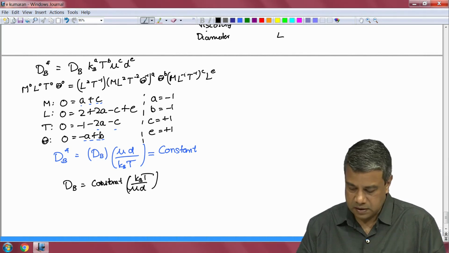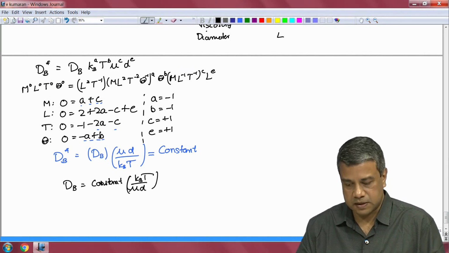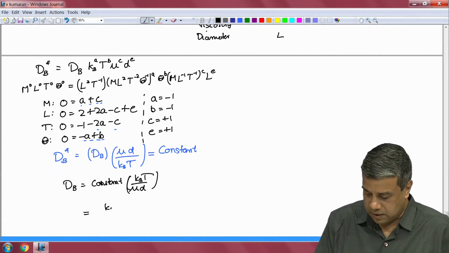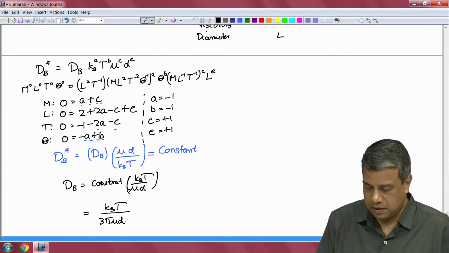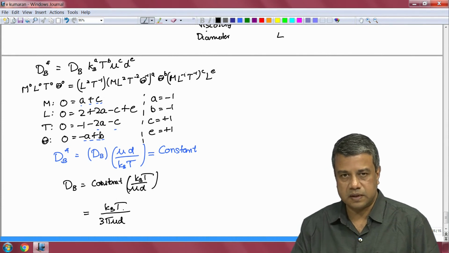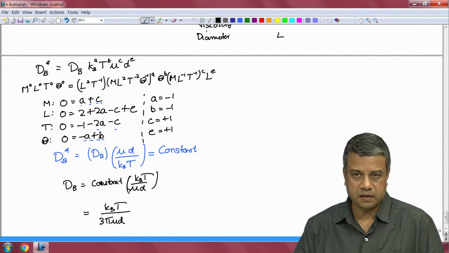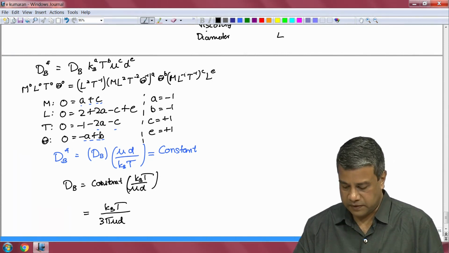The value of the constant we do not know from dimensional analysis. Turns out that that constant is actually 1 over 3 pi, and therefore you get kB T by 3 pi mu d as the Brownian diffusion coefficient. And this is called the Einstein diffusivity. It was first calculated by Einstein in 1905.